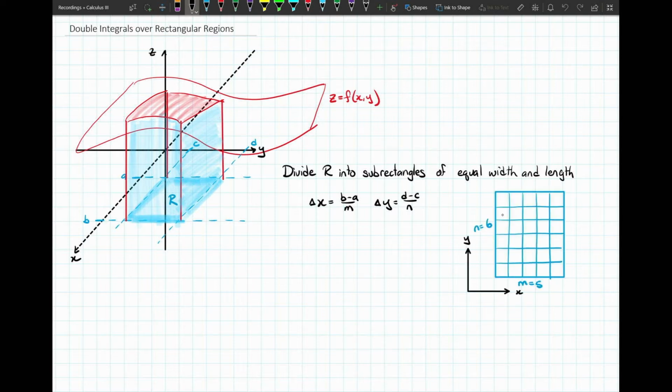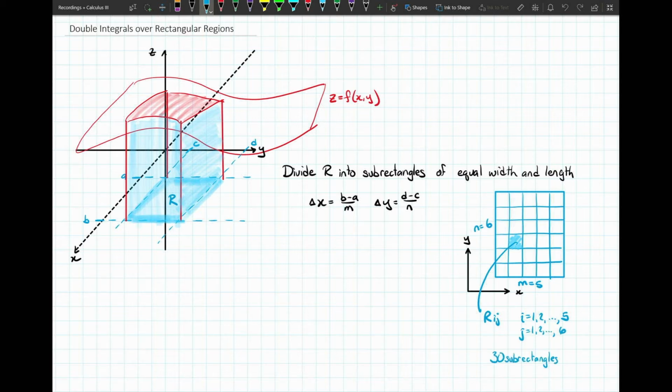Well, then we'll end up with a grid pattern here. And each of these smaller little rectangles, maybe we could just denote each of those as being r sub ij, where i would be an index from 1 to 5 horizontally, and j would be an index from 1 to 6 vertically. In total, that means we have 30 subrectangles.